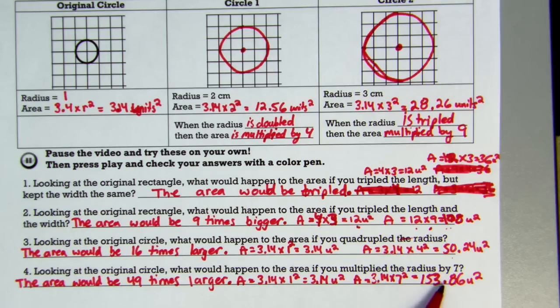And then if I multiply the radius by 7, instead of having a radius of 1, I now have a radius of 7, and it actually makes it 49 times larger. So 3.14 goes into 153 49 times. So that is our changing dimensions, and what happens when we work with the radius, the length, or the width when we change them.